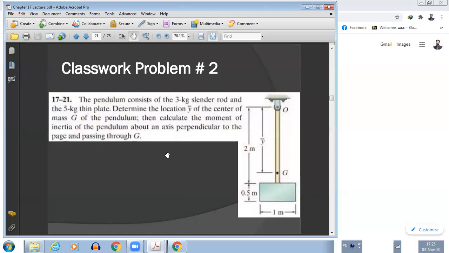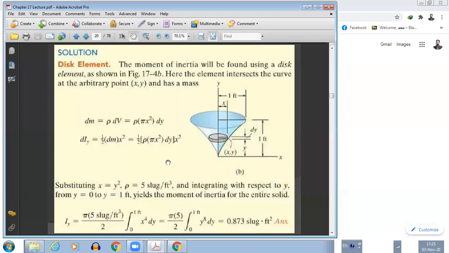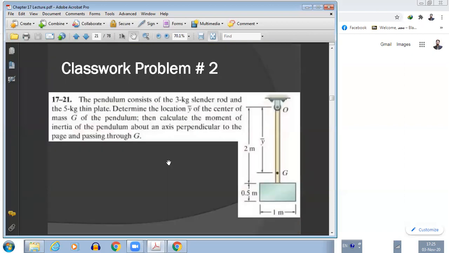Okay, so that was for a problem where we needed to use the differential form of the element and then integrate it over the entire body. But here, let's say that we have another problem, where we do not need to use the integral form of the equation. Rather, we can find the moment of inertia by discretizing the entire object into simple objects, into simple components. So we have a pendulum here.